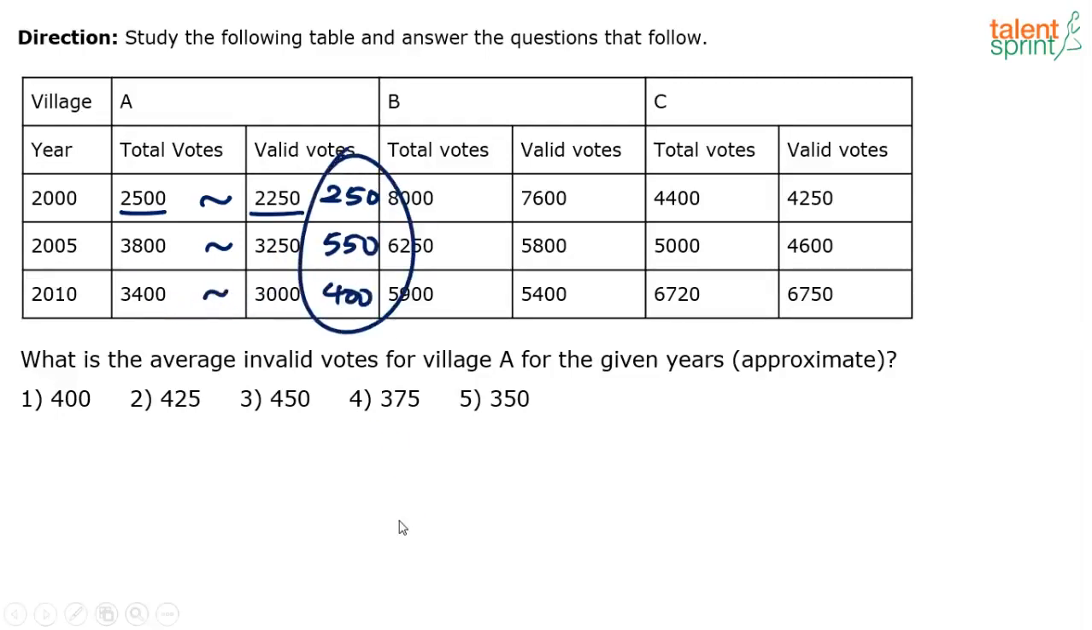Now sum this up, it will give you the total number of invalid votes, right? These three values on addition will give you the total number of invalid votes. Once we get the total, divide by 3 to get the average invalid votes. As simple as that. So 250 and 550 is 800. 800 plus 400 is 1200. 1200 upon 3 is 400.